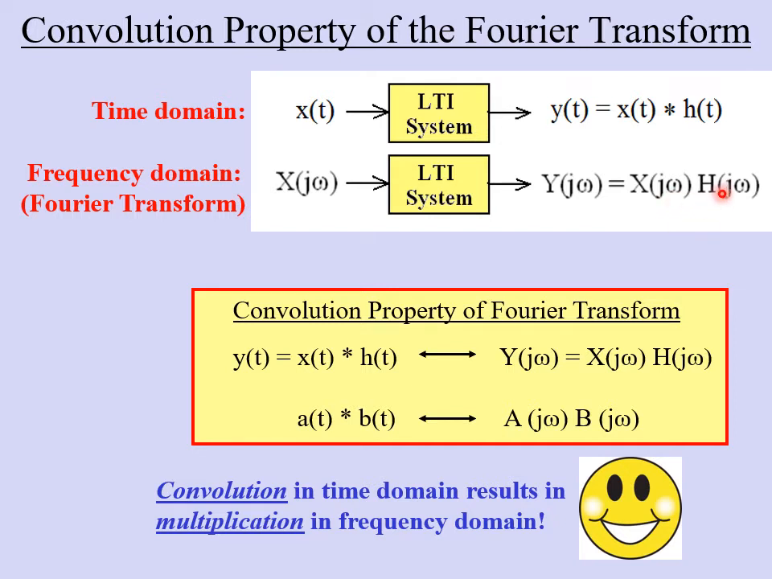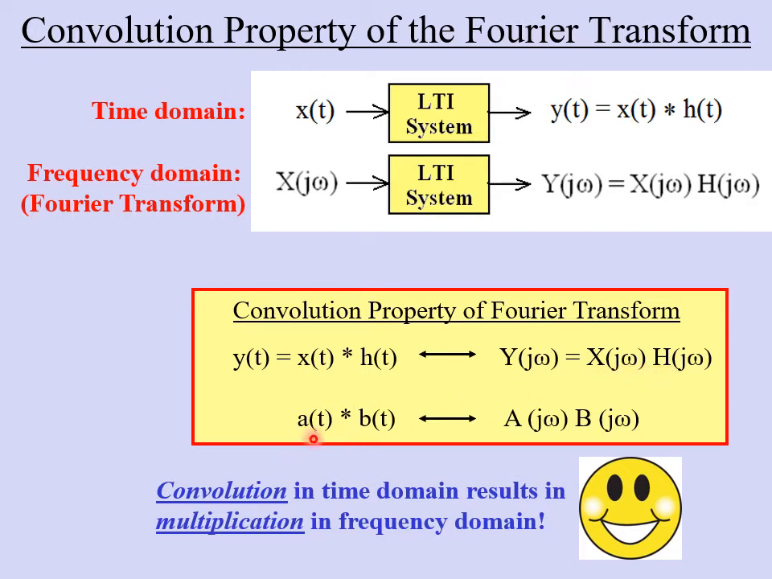So we can figure out the output of a system now without having to do convolutions. This is obviously major progress for us, to be able to avoid convolution. So the convolution property of the Fourier transform says that in the time domain, if y is equal to x convolved with h, then in the frequency domain, big Y is equal to big X times big H.